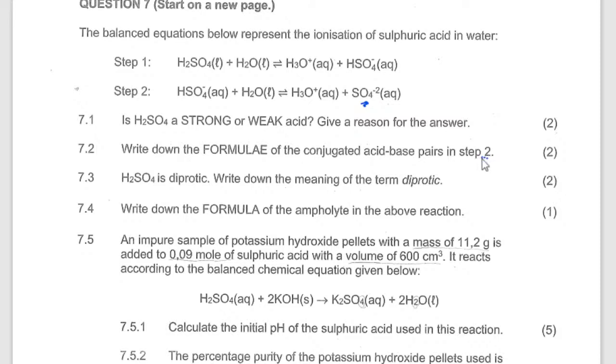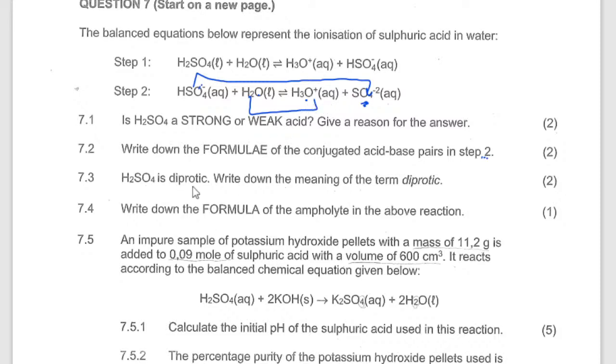Step 2, conjugate acid-base pair, meaning that this gives the hydrogen ions to form this, and then this gives this to form this. So this goes with that, and then this goes with that. In this case, they're asking you to write the conjugate acid-base pair in step 2. So you can either write this and this or that and that. Still, we will give you a mark.